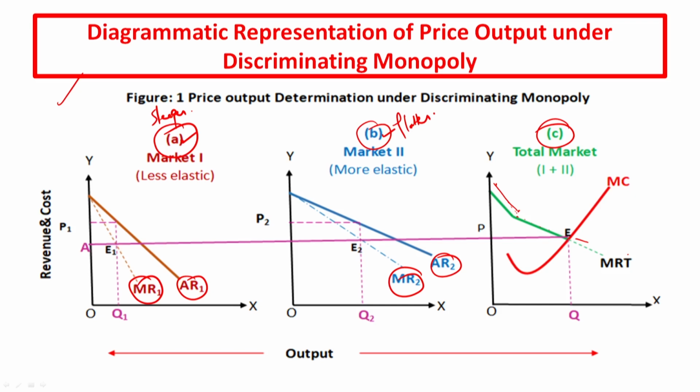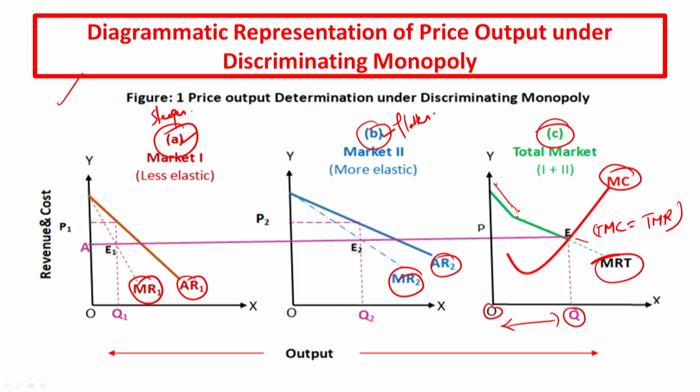This denotes the total marginal revenue, because you have added the marginal revenue of market 1 and the marginal revenue of market 2. That is why it gives you the marginal revenue of the total market. And the marginal cost is represented by the total market, because you are producing the goods, and the cost of producing the goods is represented by the total marginal cost. This is cutting at point E, and at point E the total marginal cost is equal to total marginal revenue, and this gives you the equilibrium output.